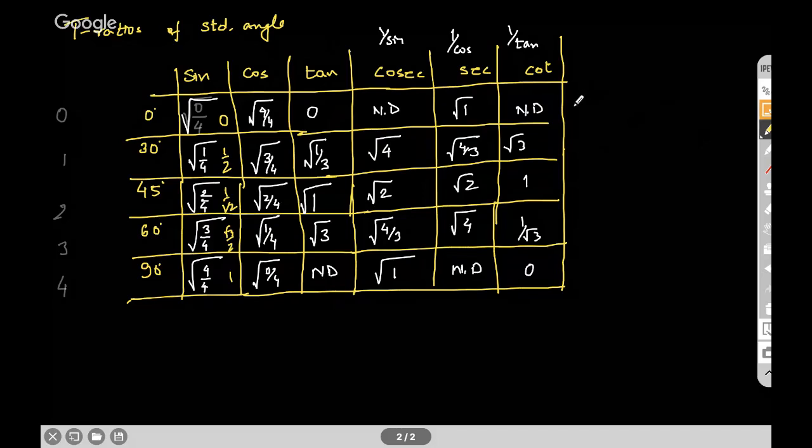The moment you remember this table, half of your pain will be gone, because in heights and distances, again, you will be needing these ratios. So please remember those ratios. Okay. So these are T ratios of some standard angles.